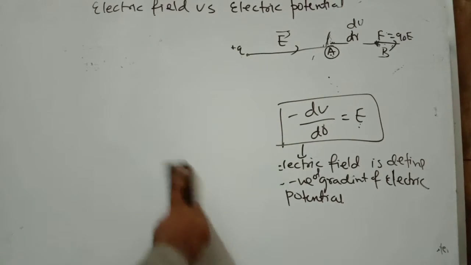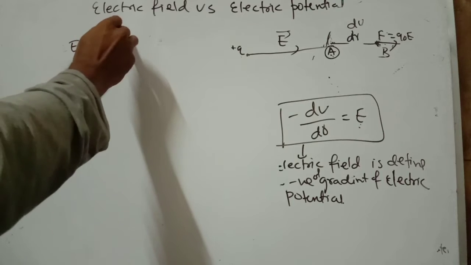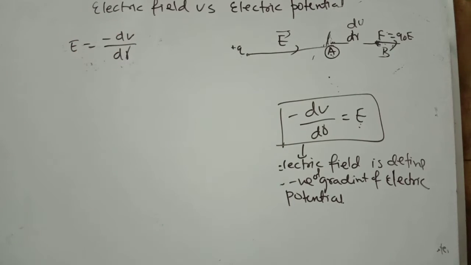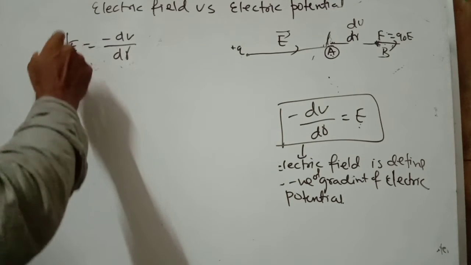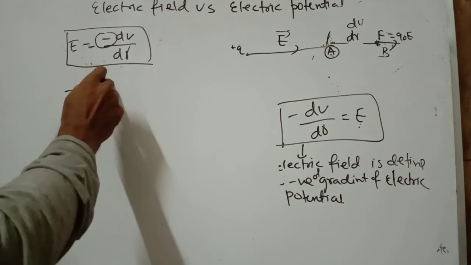So here E becomes E equals minus dV by dr. That means it represents the negative gradient of electric potential, and that represents the electric field. So what is the negative sign here?